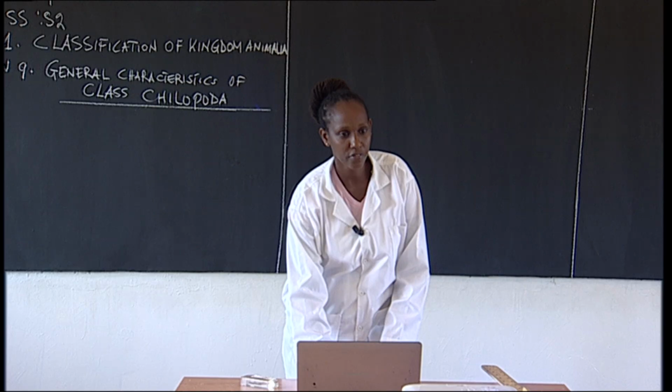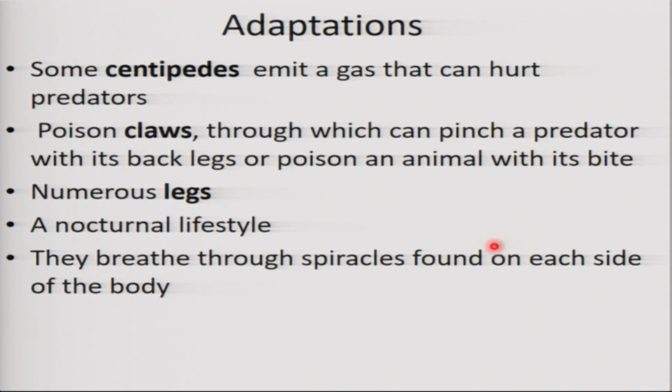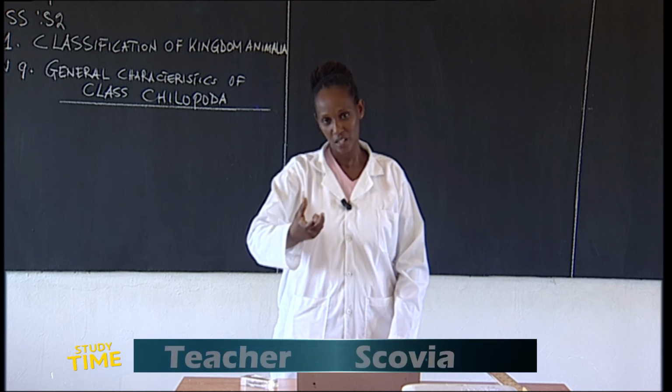Another thing they have that enables them to keep their life is the presence of spiracles on each side of the body or on the segments. As I said before, the role of the spiracles is like the role of lungs in a human being, that is respiration. Breathing out, breathing in. What gases do we put in and what gas do we put outside? Who can tell us? We breathe in what? Oxygen. Breathe out carbon dioxide. Good.